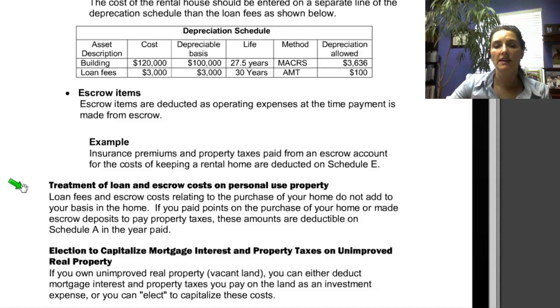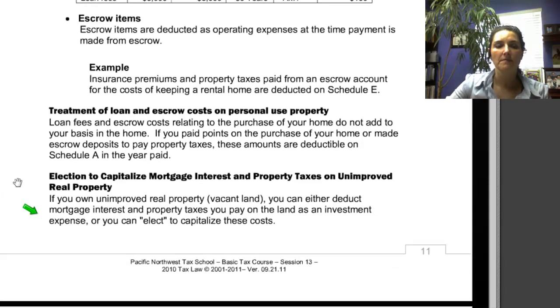Now, what about the treatment of loan and escrow costs on personal use property? Loan fees and escrow costs relating to the purchase of your home do not add to your basis in the home. If you paid points on the purchase of your home or made escrow deposits to pay property taxes, these amounts are deductible on Schedule A in the year they are paid.